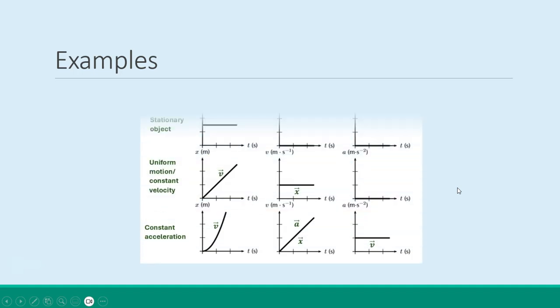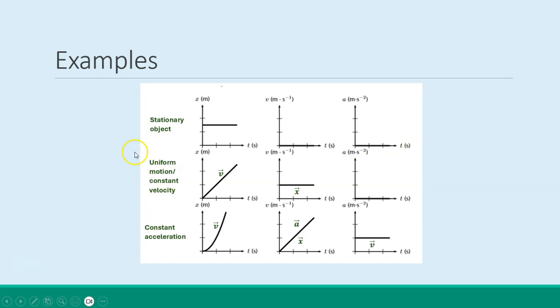Now, what I always tell my students to start with is to make themselves a little grid like this and draw the xt, vt, and at graphs for stationary objects, for constant velocity motion, and for constant acceleration motion. So for a stationary object, you would draw an xt graph with one flat line that represents that the object is not moving, which then means that there is zero velocity and there is zero acceleration.